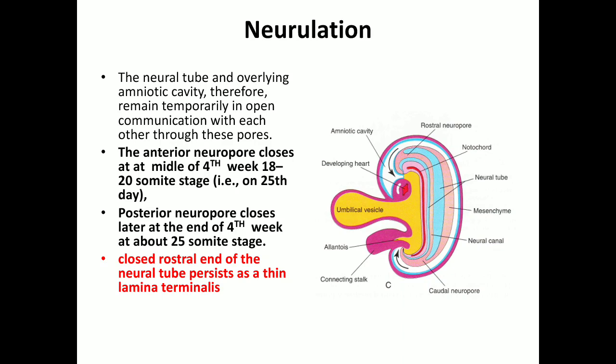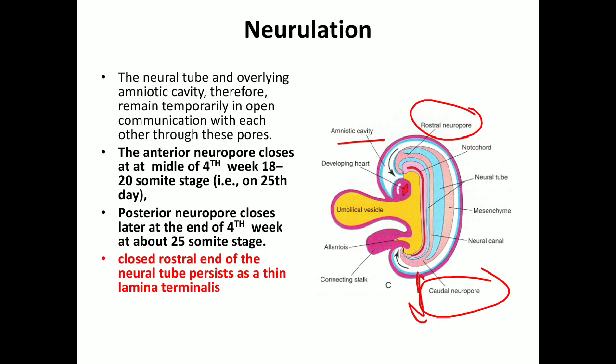Through these anterior and posterior neuropores, this neural tube is connected to a cavity, that is the amniotic cavity. This white structure is the amniotic cavity. This arrow is showing the amniotic cavity, and through the cranial neuropore and the caudal neuropore, this amniotic cavity is connected with the neural tube. And what is the reason for this connection? Because this neural tube gets nourishment through this amniotic fluid.